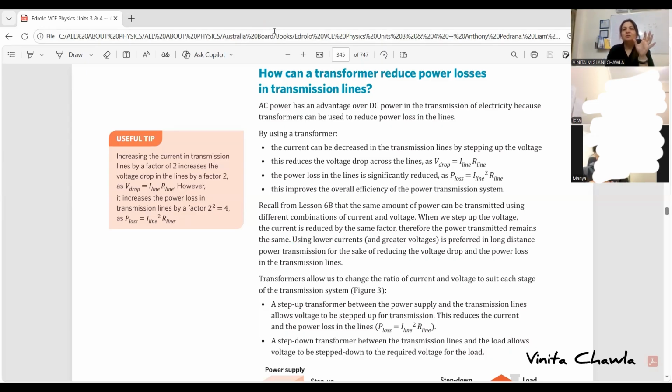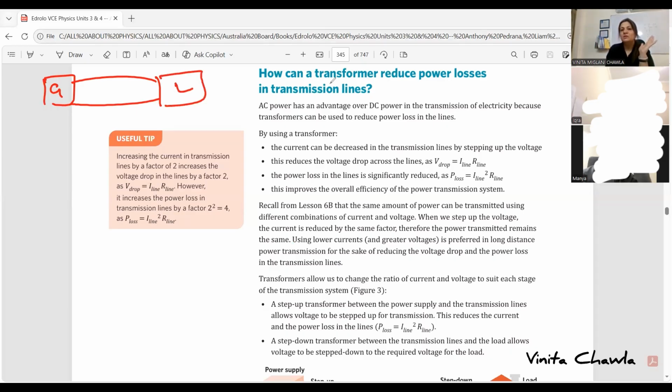We had simply a generator, which is used to produce the electric current, and the transmission lines and the load. This we had done. Now we are going to use transformers in the transmission lines. And what is the purpose of using transformers in transmission lines? It reduces the power loss. We have calculated the power loss and the voltage drop across the lines, right? So we can reduce the voltage drop and the power losses in the transmission lines by using transformers.